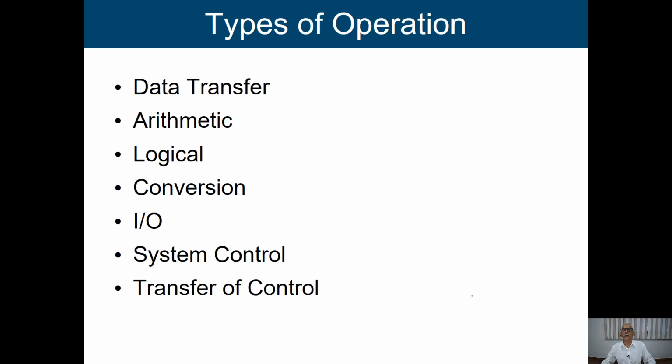Now, what are the types of operation that we may generally have in processors in our computer? So some of the classes of this particular operation are like that. This is your data transfer. Then we have arithmetic operation, logical operation, some conversion operation, I/O, system control, and transfer of control. So these are the different types of operation that we have in a computer, and generally whatever instruction you are going to design, it will fall in any one of these categories.